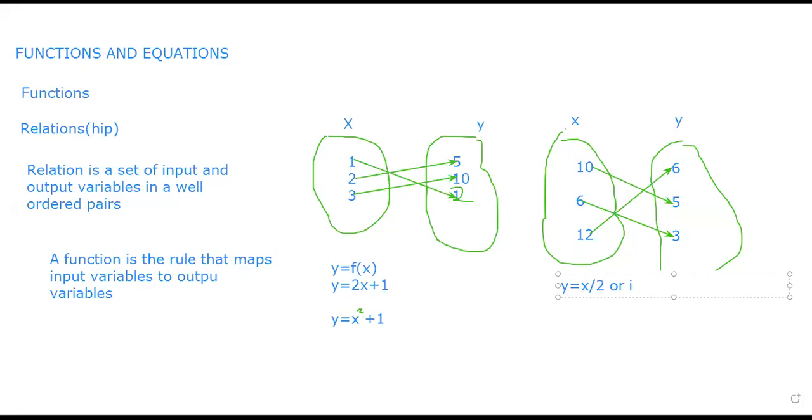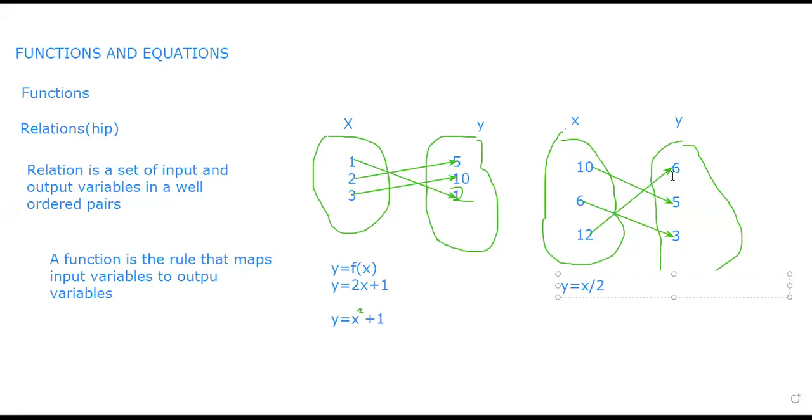Okay, or half of x, and that is what? Correct. So 10 divided by two gives us five. Six divided by two gives us what? Three. And 12 divided by two gives us what? Six. So you are on point. Okay, Nyantechi, thank you very much.